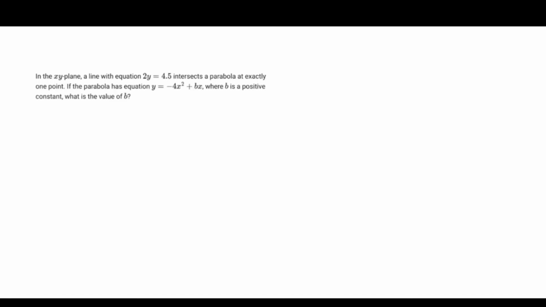So first off, let's get them both set to each other. For this top portion, we have 2y equals 4.5. Let's rewrite this as y equals 2.25. Now since both of these are y equals, we can set them next to each other. So negative 4x squared plus bx, we can now say that is equivalent to just 2.25.